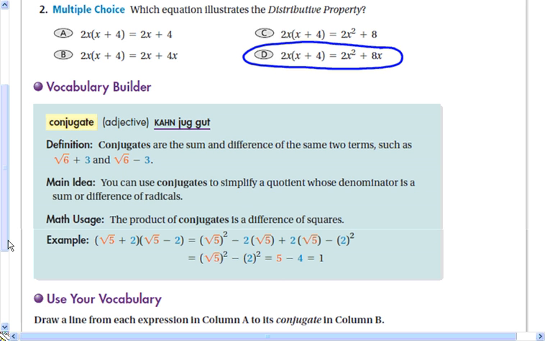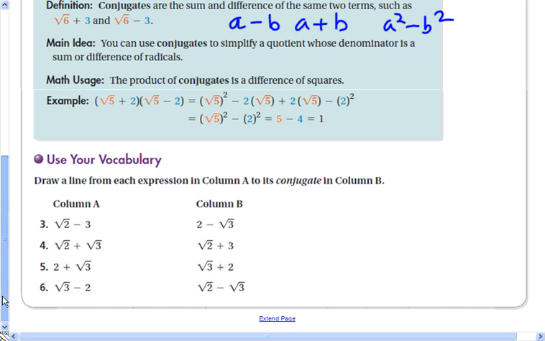So you have the same two terms, it's just that one is a sum and one is a difference. So A minus B and A plus B would be considered conjugates. And when you multiply conjugates, you get a difference of squares. So if we multiply A minus B times A plus B, we get A squared minus B squared. And that comes in handy when you're simplifying radical expressions.